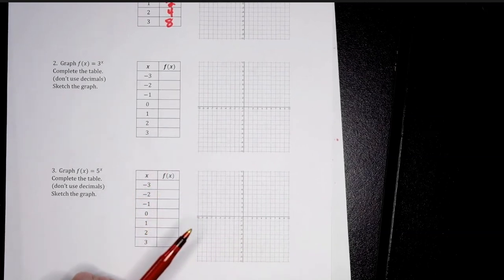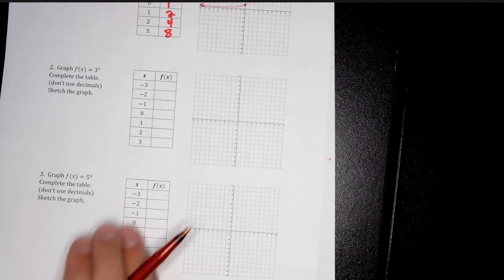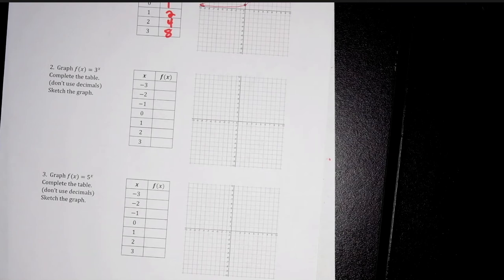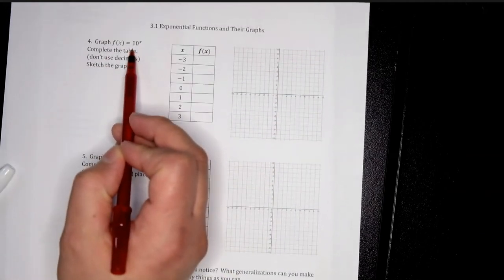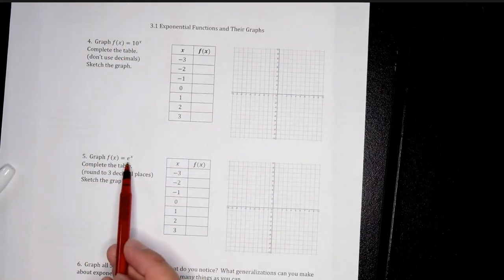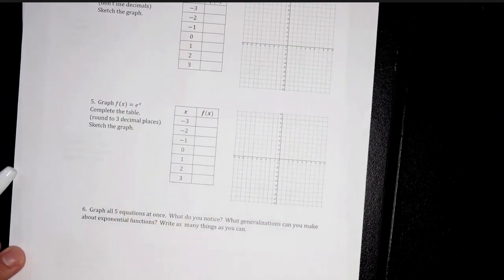You can use a calculator. Like if you don't know what 5 cubed is, use a calculator if you want to, and then write in your answers. Remember, I don't want decimals here, so just give me the fractions. Then for number 4, we're going to do 10 to the x, and number 5, we're going to do e to the x, which we will explain what e is here in a moment.